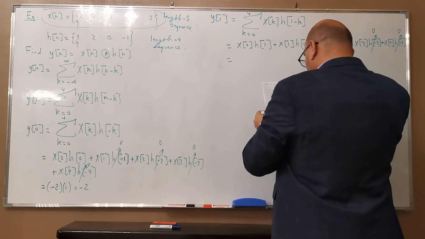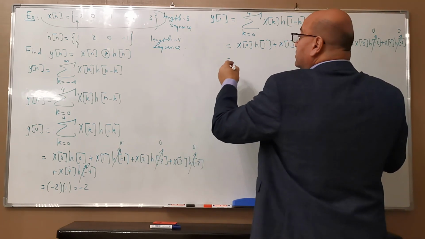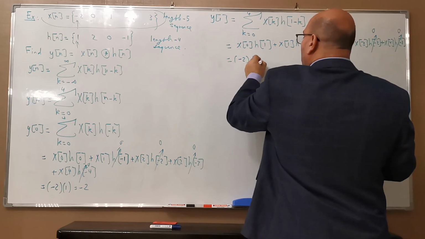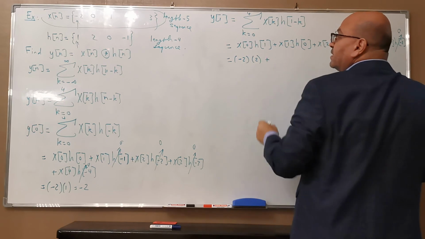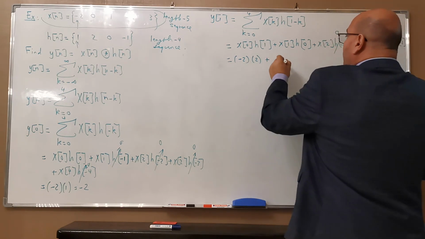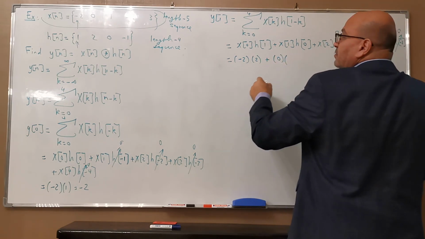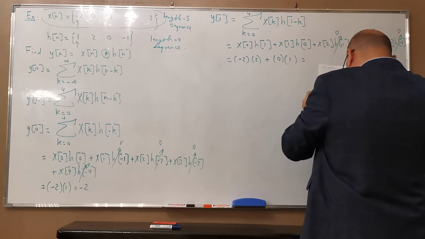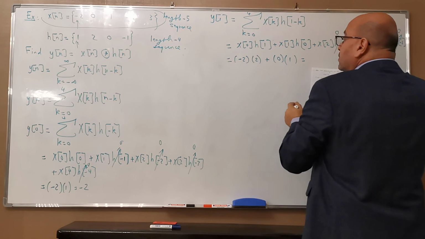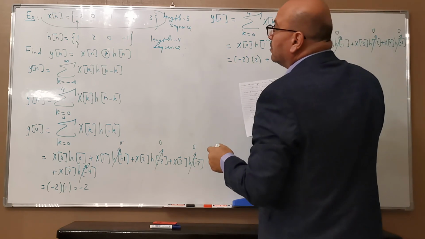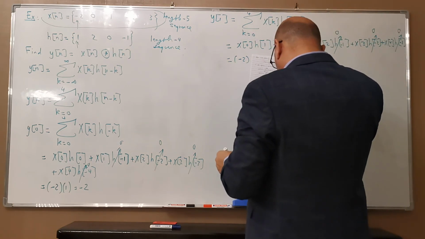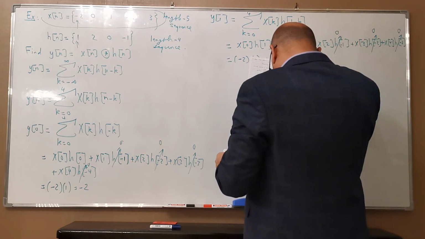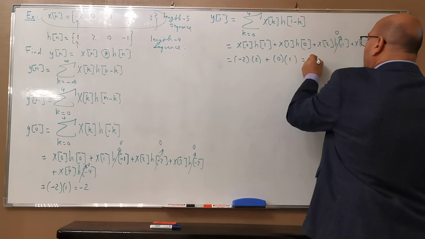X of 0 is equal to minus 2 times h of 1, which is equal to 2, plus x of 1, which is 0, times h of 0, which is 1. And the answer is equal to h of 1. Yeah? Y of 1 is equal to minus 4. Okay.